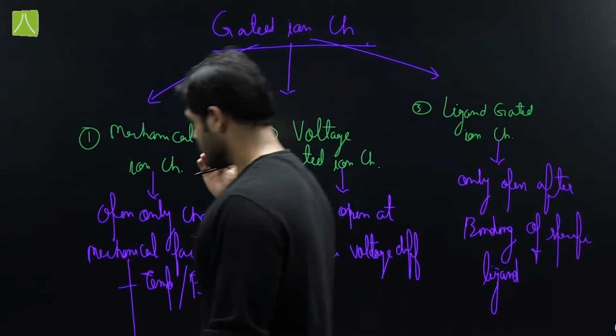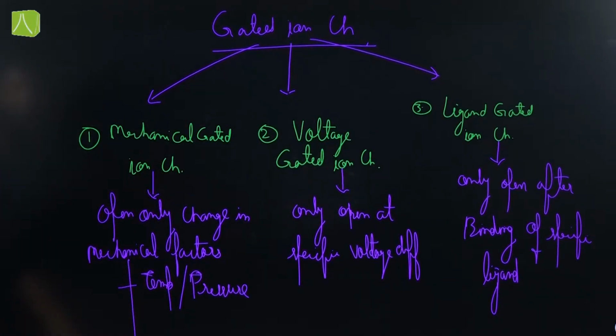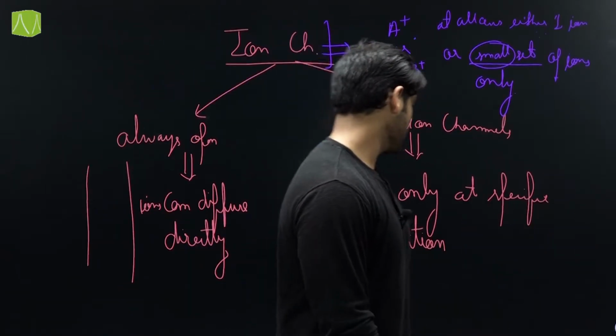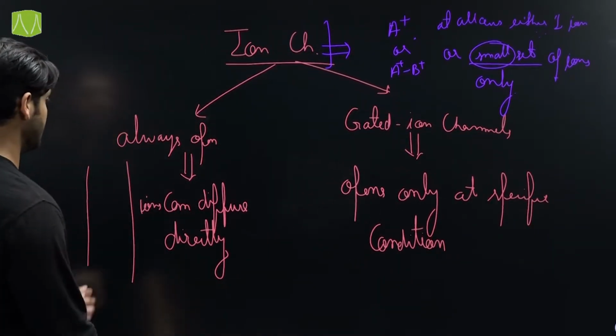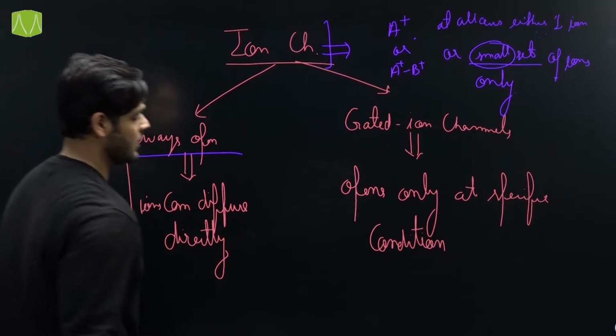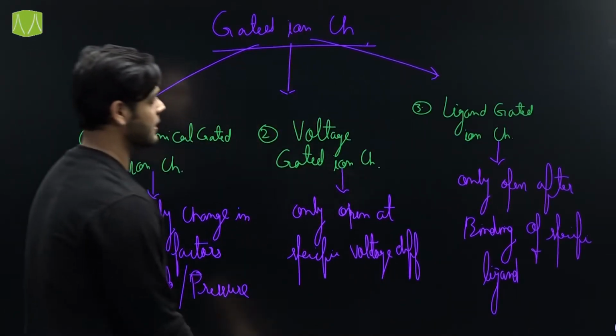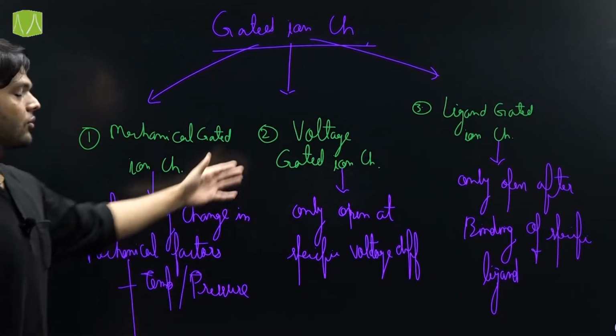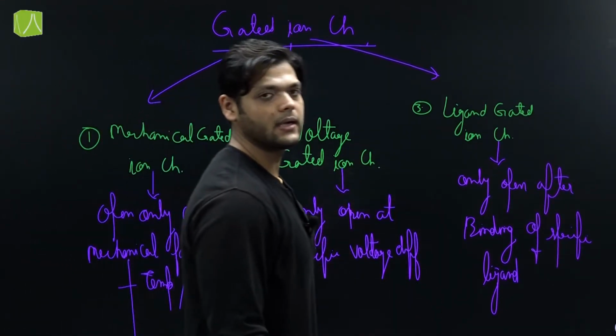So, now we can classify directly ion channels into the 4 category. Which 4 categories? One is open ion channel, they remain always open. Second is the gated ion channel, which further has two type, mechanical gated ion channel, voltage gated ion channel, and the ligand gated ion channel.